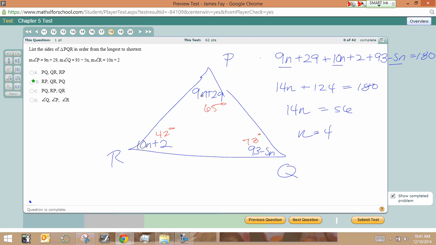So now if I know those angles, I should know the order of the sides. 73 is the biggest angle, so that's the biggest side. And this is the smallest angle, so that's the smallest side across from it. And across the middle angle would be the middle side. Now they want longest to shortest. So we're going to go RP, and then QR, and then PQ.